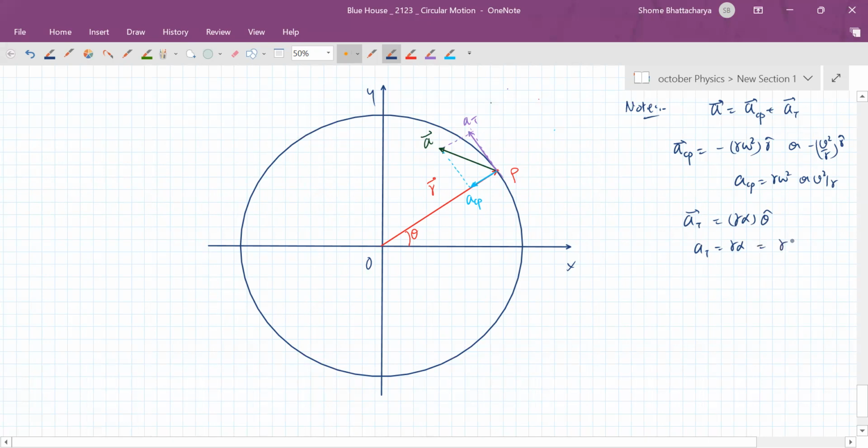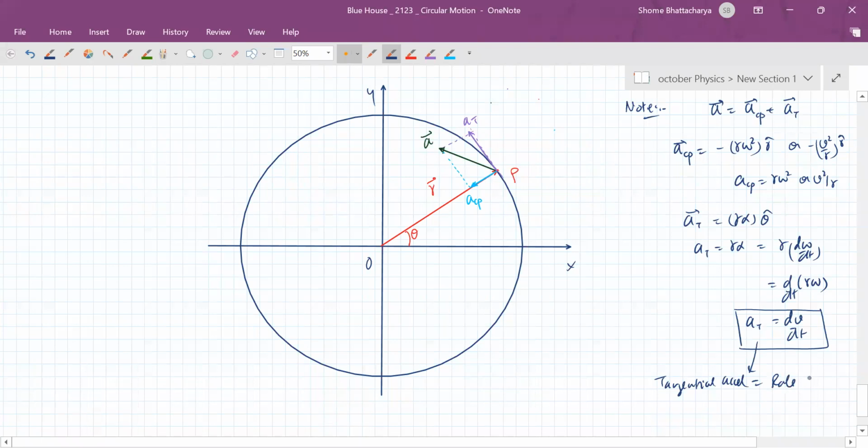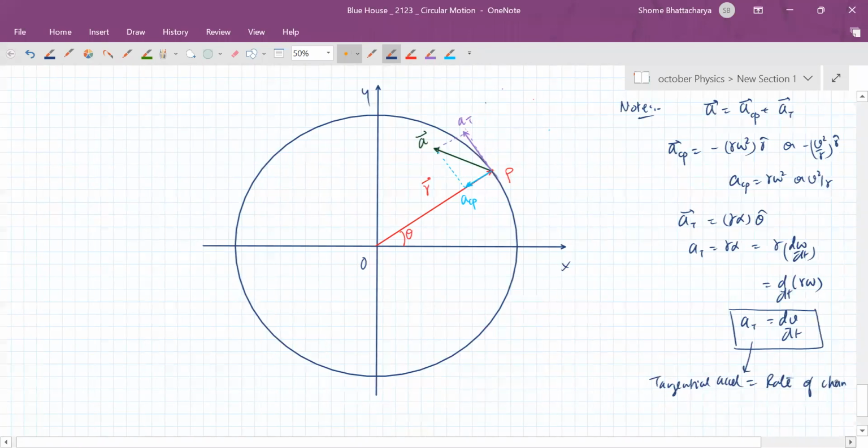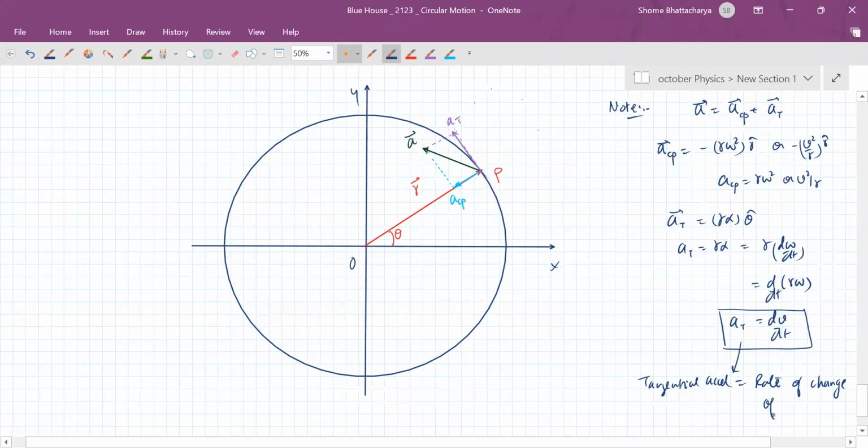So this can also be written as, since r is a constant, so we can see that it is this. So the tangential acceleration can also be expressed as this, which means that tangential acceleration equals the rate of change of the speed of the particle.